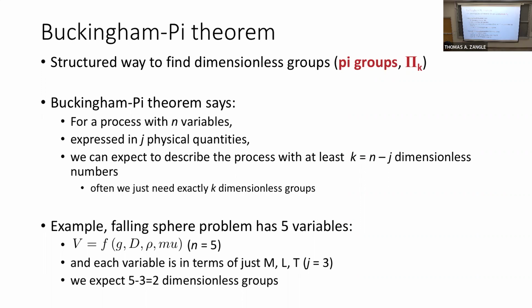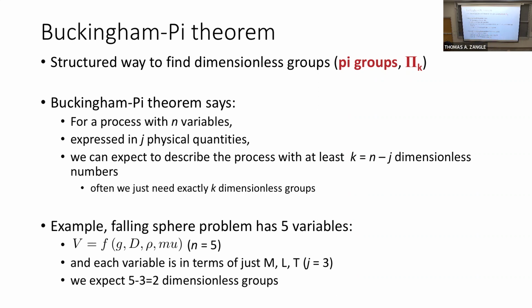Do we mean that every one of them can be k? It's in general, it's k or more. Yeah, there's cases where you can't describe it with exactly k. There's cases where some of these things become degenerate, is what we would say, and it's a little bit changed. I try to choose examples where it is exactly k, and for most of what we're going to look at in this class, we're going to get k. So k is equal to n minus j. n was 5, j was 3, and so we end up with 2 dimensionless groups.